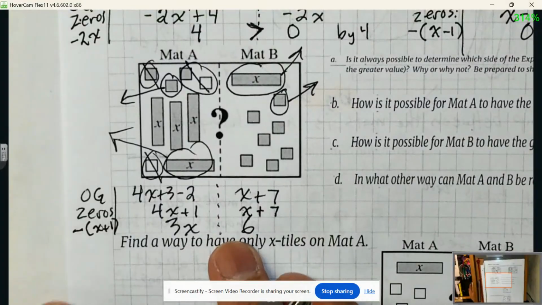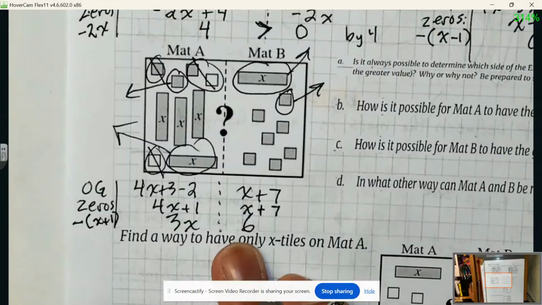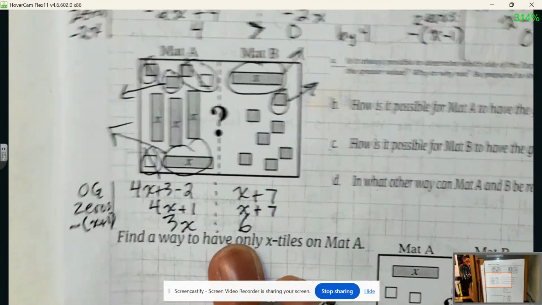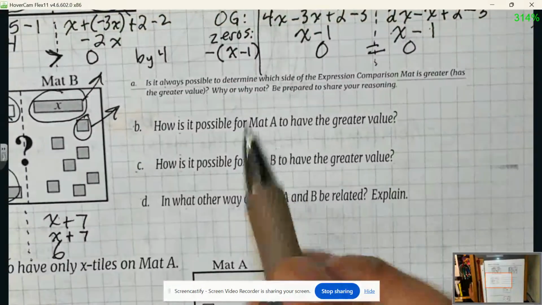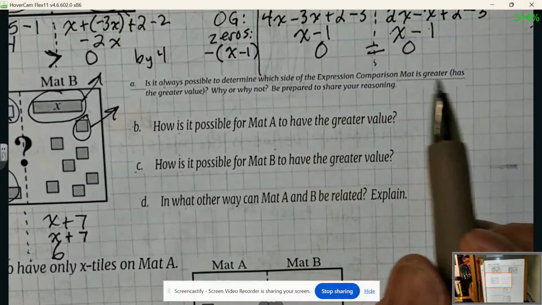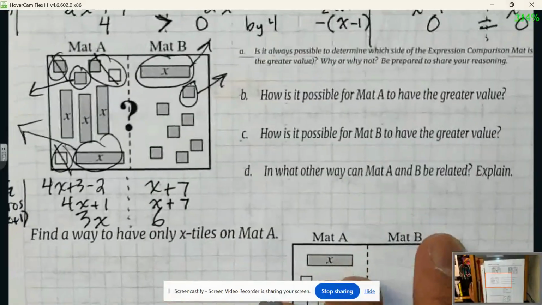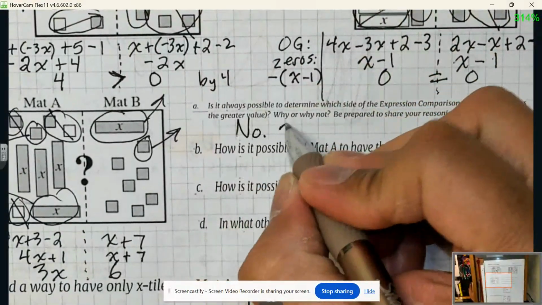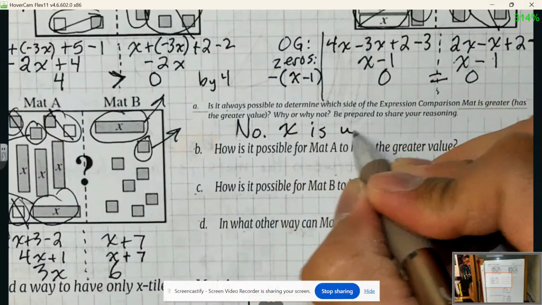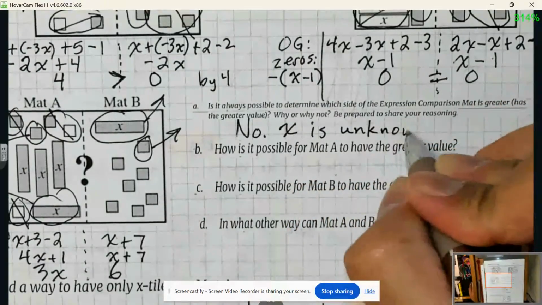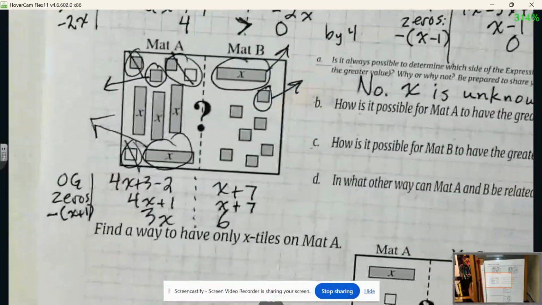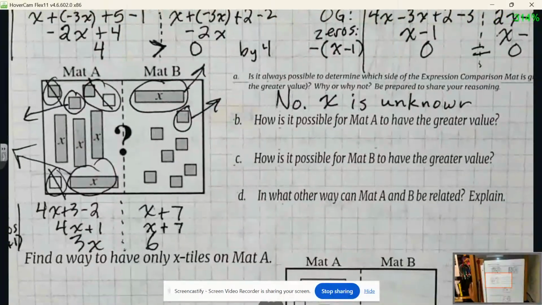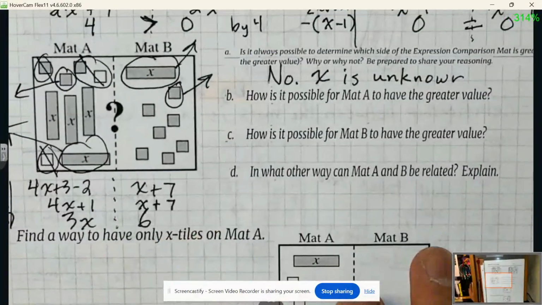Okay, now to decide which one is greater, the first question is: is it always possible to determine in a comparison mat which one is greater? So can we tell which one is greater here? And the answer is no, because x is unknown. We have no idea what x is. It can be any number in the world. It can be a positive number, it can be a negative number. We just don't know. So we cannot tell which one is bigger.